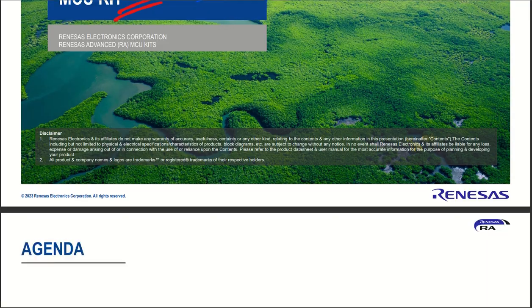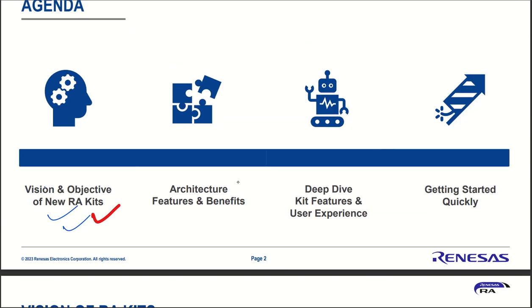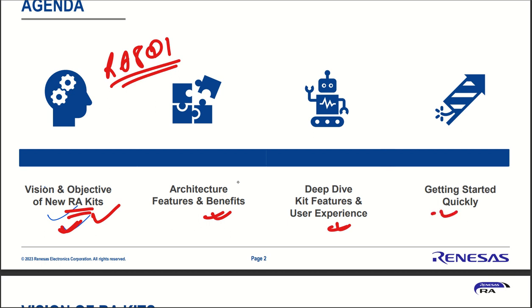Okay, so once we see that, if we have to look into the agenda, what is the vision and objective for this new RA kit? Okay, RA kit means RA8D1 kit. So this is the particular microcontroller that will be the target device. Now, what are the architectures, features, and benefit? What is the deep dive into kit features and user experiences, and how we can get started quickly with this particular development kit? Okay, so this is my EK-RA8D1 development kit, and the microcontroller is RA8D1.